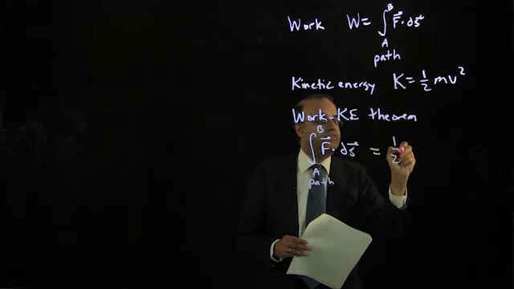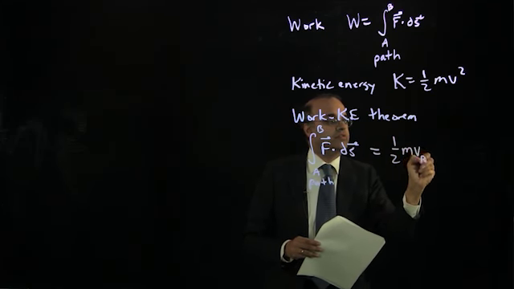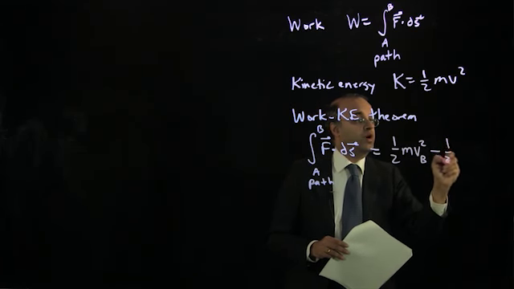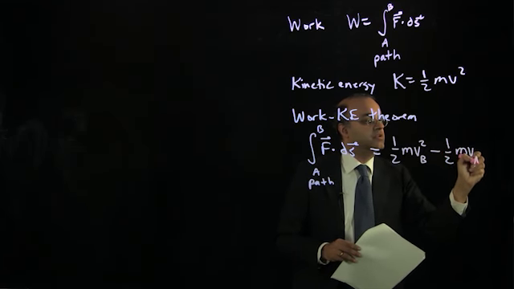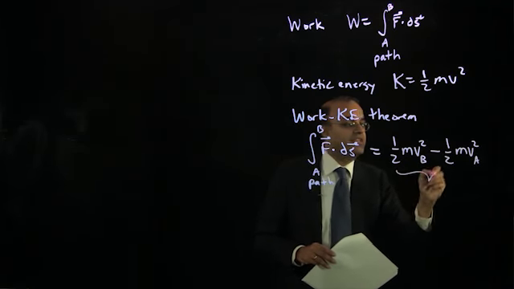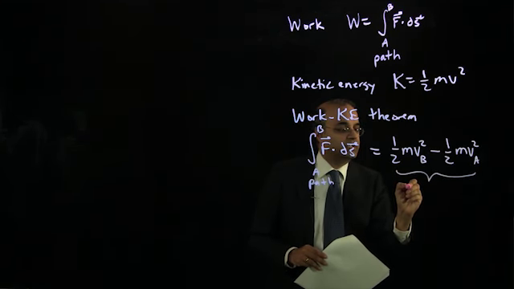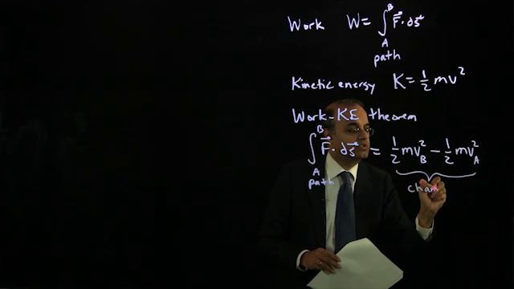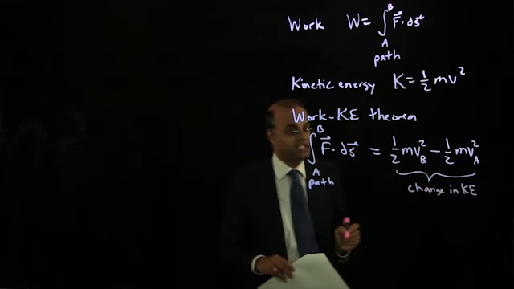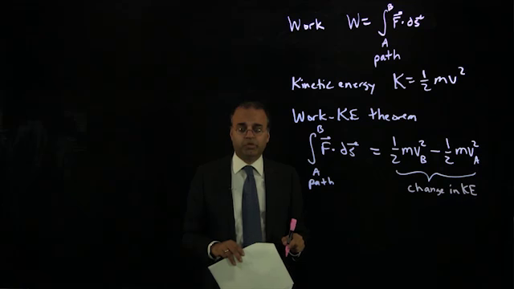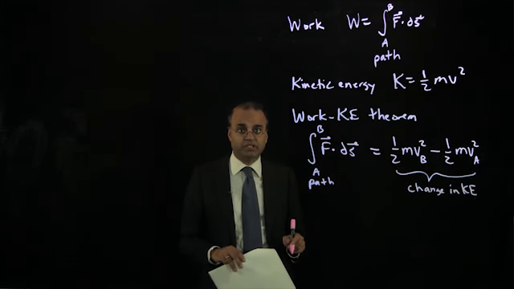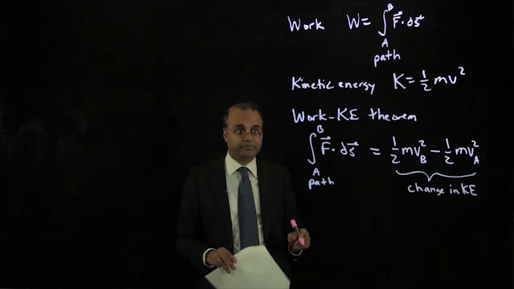So that's 1/2 m v_B squared, since B is the final point, minus 1/2 m v_A squared, where A is the initial point. And this is equal to the change in the kinetic energy. And we derived this theorem from Newton's second law, F equals ma. So this is essentially just a restatement of Newton's second law.